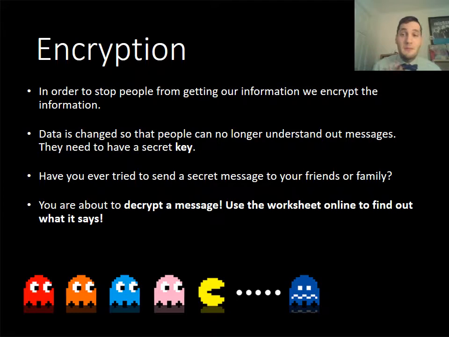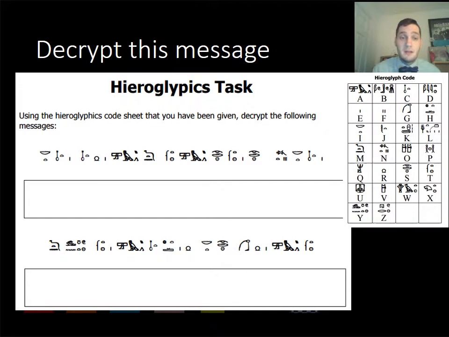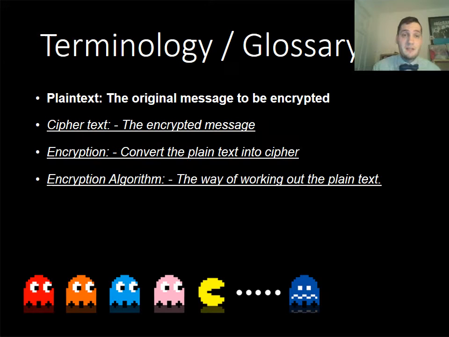So encryption is used to stop people from getting your information. Things like WhatsApp and other applications have encryption on them so that other people aren't able to read your messages. It doesn't stop people print screening that, but it's just something to bear in mind. So it's so that other people can send secret messages. Now, at this point, I will have got the students to decrypt each other's messages using something like this, which shows hieroglyphics, and I would have got them to make this message.